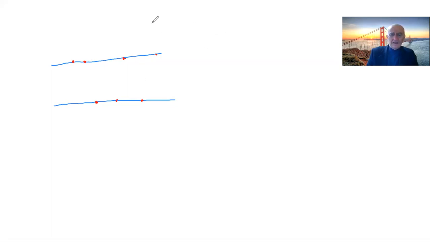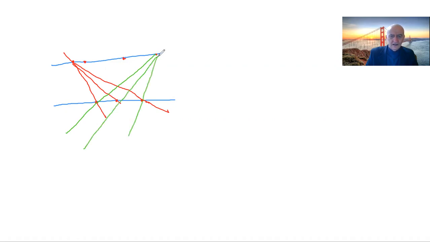So how many lines? I mean, for example, this line, this line, this line, and also this line, this line, this line. How many possible lines? 12.